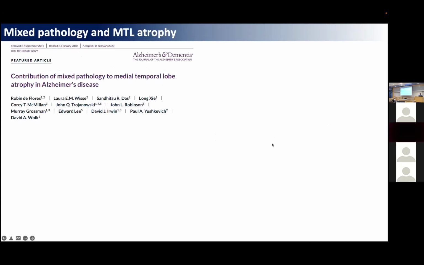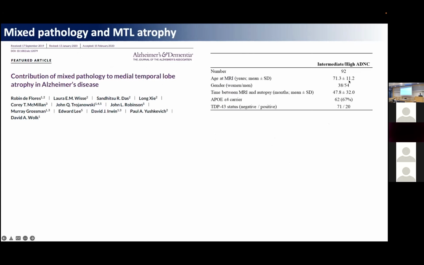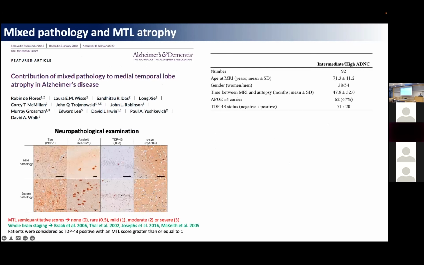So we tried to answer this question in a paper published in 2020 in Alzheimer's and Dementia. We used data from 92 patients with intermediate and high AD pathology, and for each of them we had a neuropathological examination for tau, amyloid, TDP, and alpha-synuclein. We measured the amount of pathology in 16 brain regions. We could derive an MTL semi-quantitative score from 0 to 3 for each of the 4 pathologies.